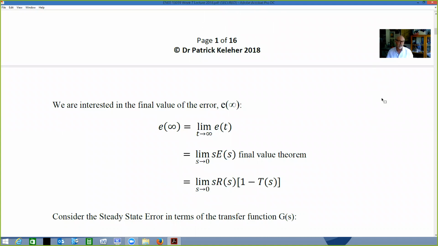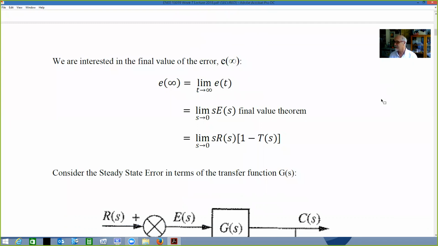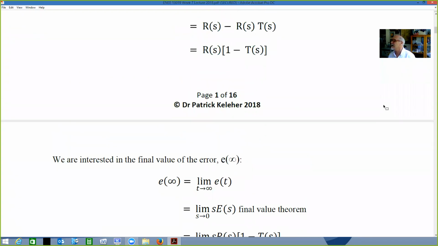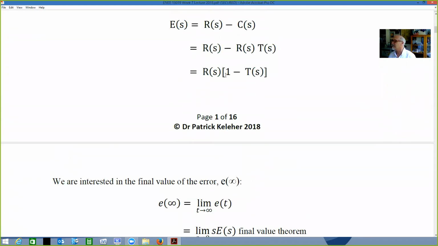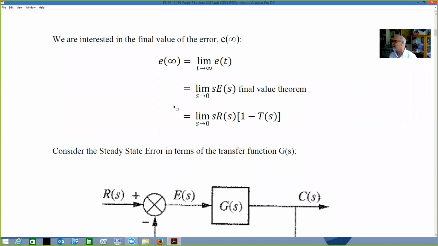So we're able to take the limit of that particular error function over time, and if we look at some mathematics, the final value theorem, we're able to find that that's the limit as s tends to 0 of s times E of S, and E of S we just finished deriving as R of S times 1 minus T of S, and therefore with that final value theorem, we're going to find that our final value of the error is the limit as s tends to 0 of s times R of S, the input function, multiplied by 1 minus T of S, the transfer function.